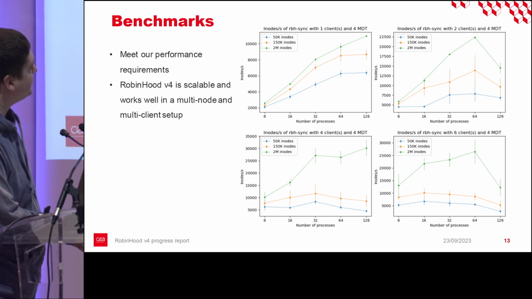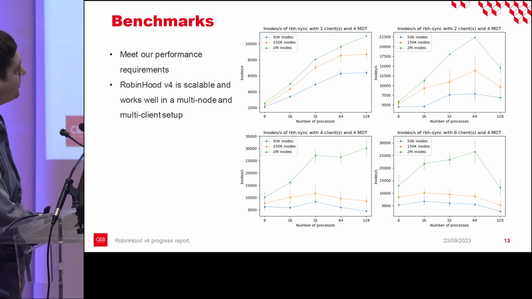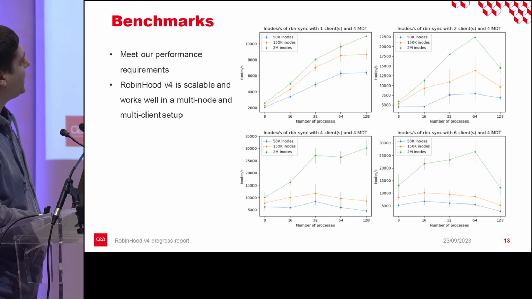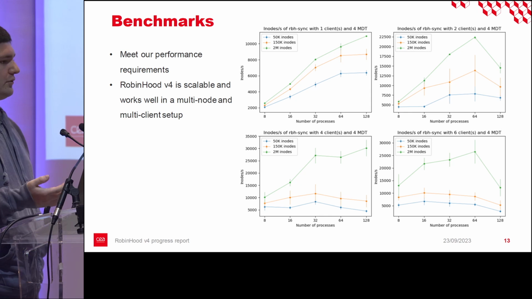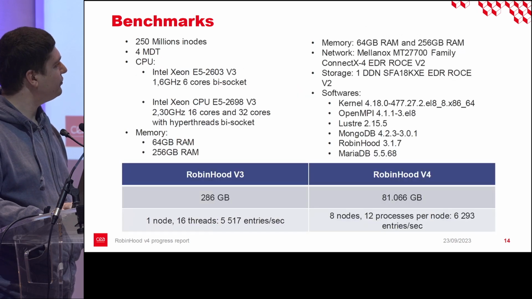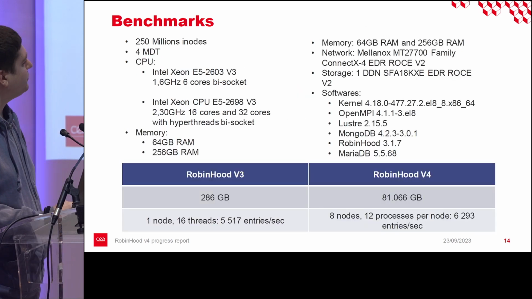But the main point to see is that for 2 million inodes, we can go up to more than 30,000 entries per second, depending on the number of processes and nodes. And overall, the key point is that RobinHood 4 is scalable, and it works well in a multi-node and multi-client setup. So it meets the requirements we wanted for the tools, and we will then have to improve it. But we also wanted to check these results on actual hardware.